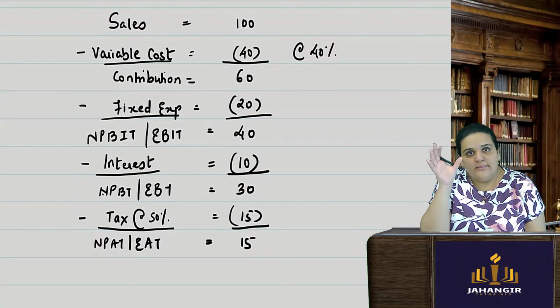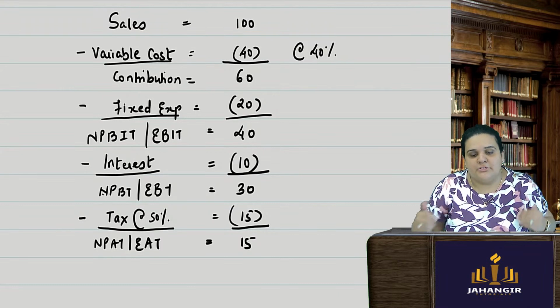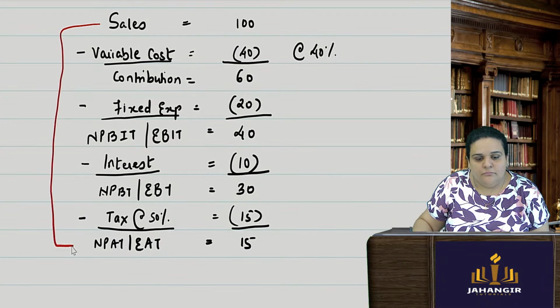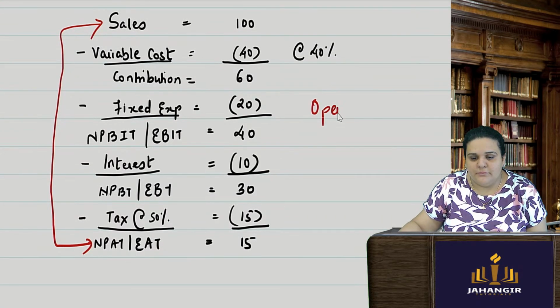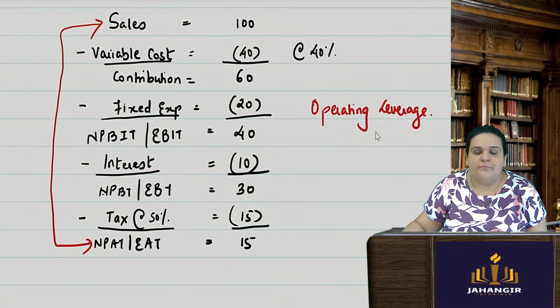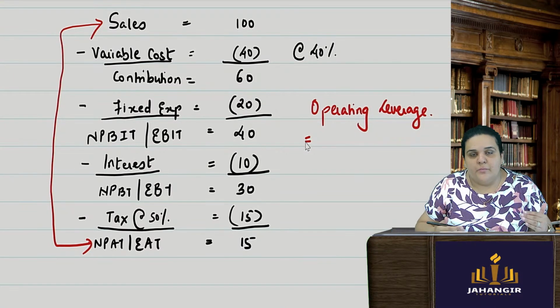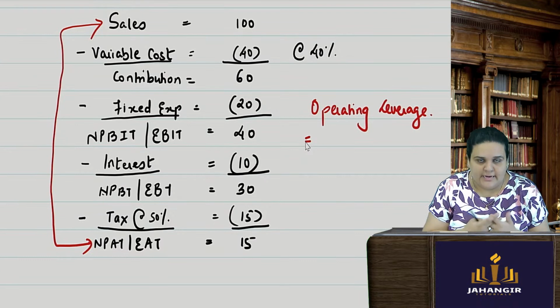So with the help of this income statement, I will show you how leverage works. Since I already told you, leverage is a relationship between sales and the profit. There are two types of leverages. One is the operating leverage. Operating leverage talks about the relationship between the sales and the profit which is coming due to the operational activities.